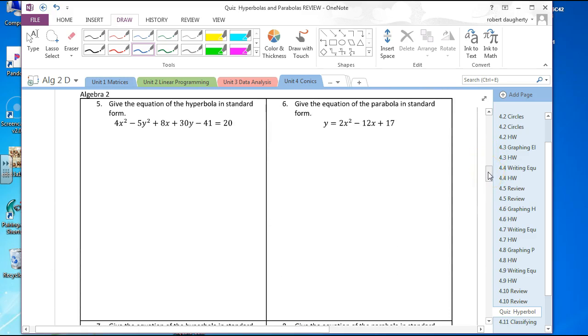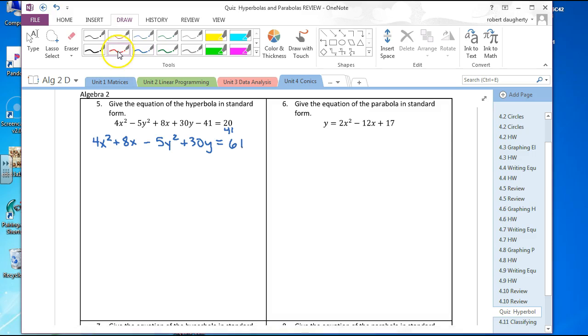Completing the square. People struggled with this last time. You're going to have to really get solid with this. This stays with us for the remainder of our conic sections. First thing I want to do, I want to get all the constants on one side and then work with my x's and y's on the left. Okay, so I'm going to write this as 4x squared plus 8x minus 5y squared plus 30y equal, if I bring the 41 to the other side, I get 61. Now I have to complete the square in x and y.